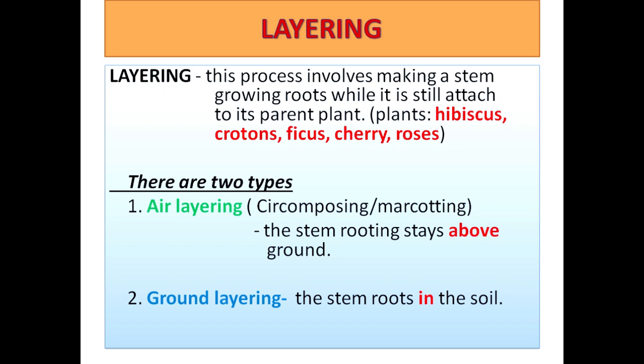You'll take soil medium to that stem, for example your sawdust, your peat moss. You will take the rooting medium to that stem. You will not allow that stem to be in the soil. With ground layering, the stem roots in the soil. In this case, you will bend the stem and peg it in the soil to grow roots. So with air layering, it's above the ground. With ground layering, it is in the ground.